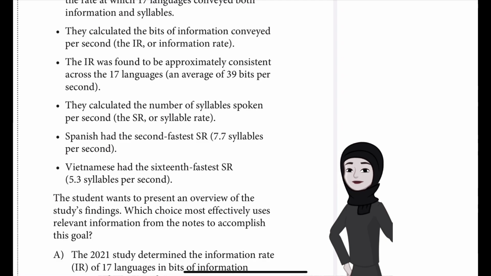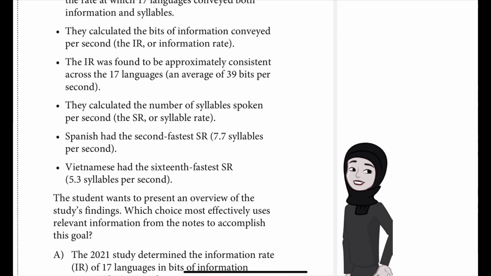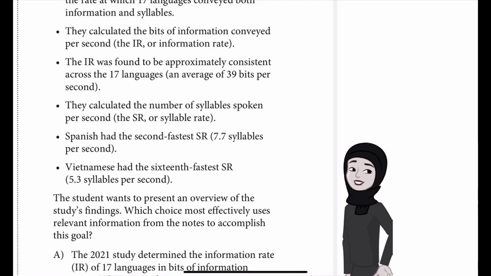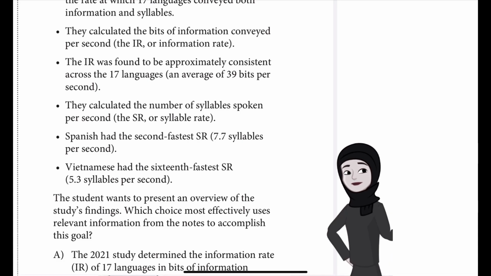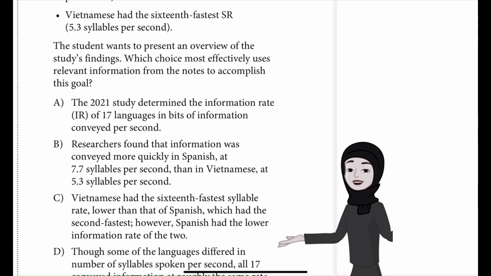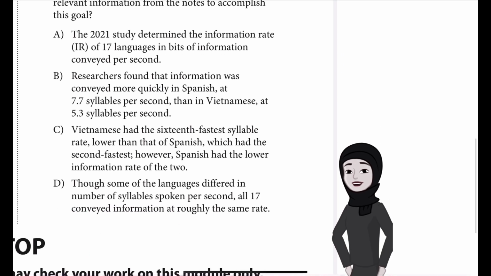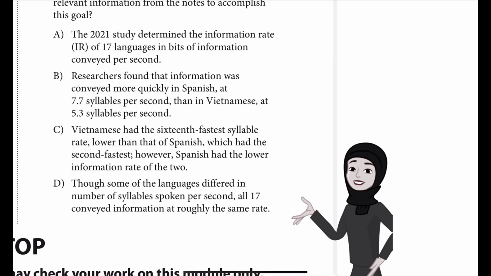The IR was found to be approximately consistent across the 17 languages, that is, an average of 39 bits per second. They calculated the number of syllables spoken per second, the SR or syllable rate. Spanish had the second fastest SR, that is 7.7 syllables per second. Vietnamese had the 16th fastest SR, 5.3 syllables per second. The student wants to present an overview of the study's findings. So, which choice most effectively uses relevant information from the notes to accomplish this goal?